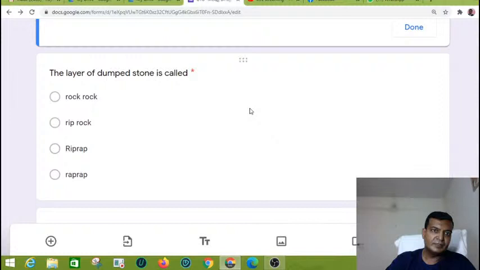The layer of dump stone is called rock, rip rock, rip rap, rap rap.